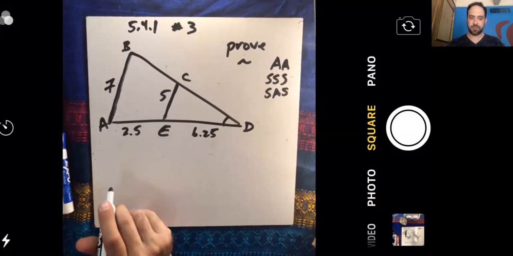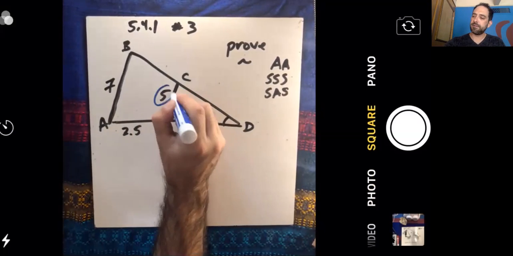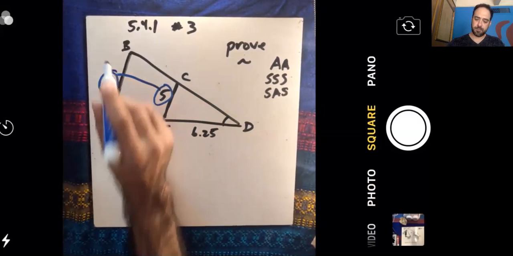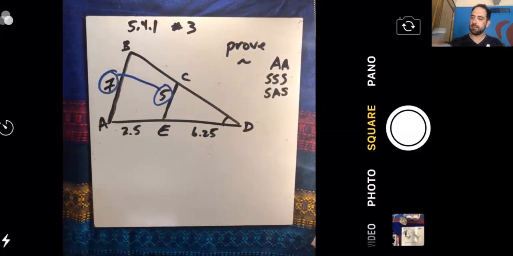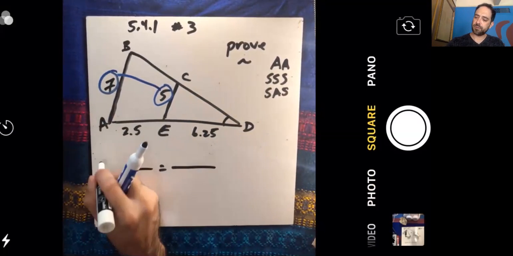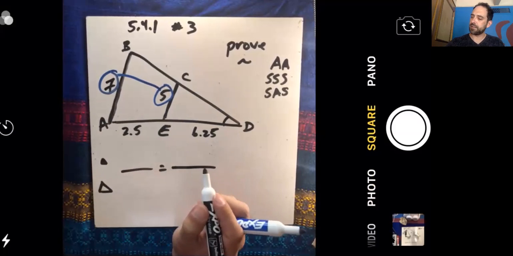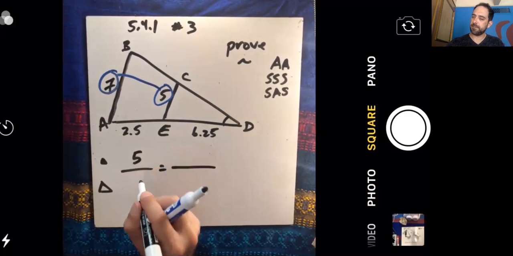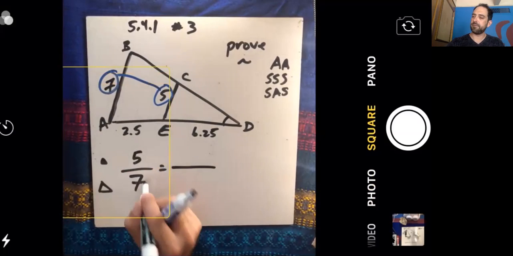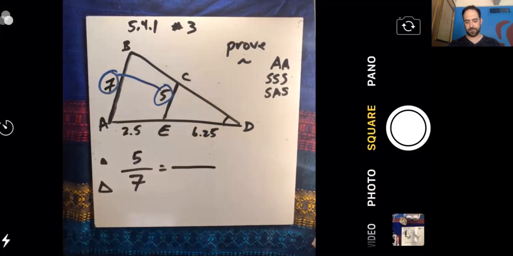So what I'm going to do is, first, just go ahead and find your corresponding sides. So 5 corresponds to 7. I'm going to do the small triangle on the top, the larger triangle on the bottom. So with that, I need to look at the smaller triangle has 5 on the top and 7 corresponding to the larger one. You see this triangle is inside the larger triangle, okay?